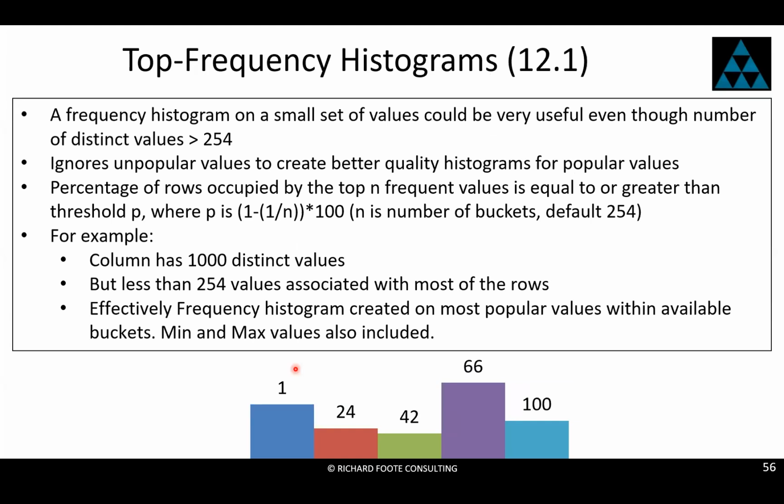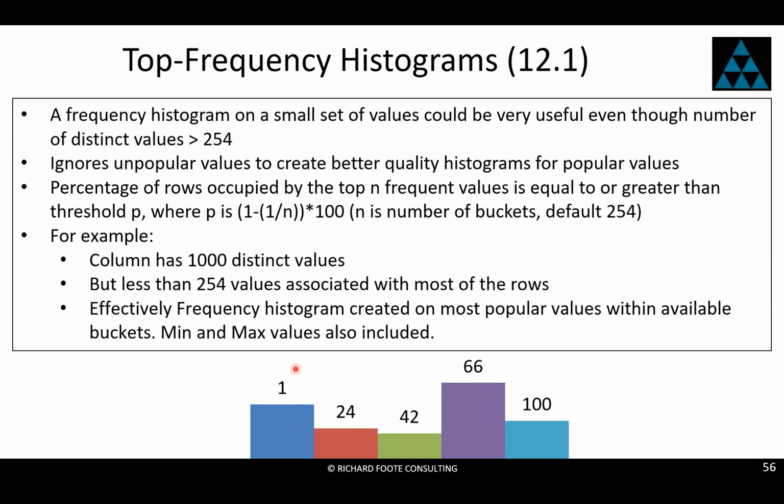slightly better, more flexible histograms that give us a better range of data. So the first one is top frequency. So what top frequency does is this. If I've got more values than the number of buckets, I can't use frequency, which is my favorite, because I've got more values than buckets.